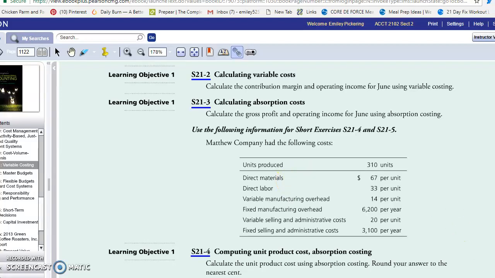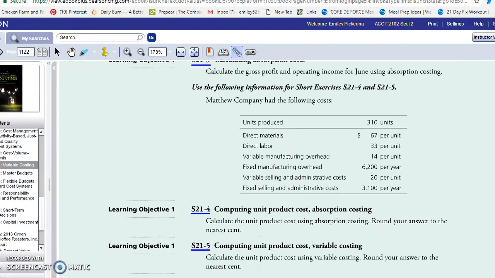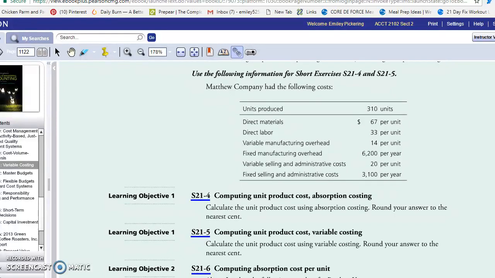Okay, so chapter 21, we're going to do a couple problems here. Now, there's one big difference between absorption costing and variable costing, and that's the use of the fixed manufacturing overhead. So for number 4, we want to compute a unit product cost using absorption costing. Absorption costing, you do use the fixed manufacturing overhead.